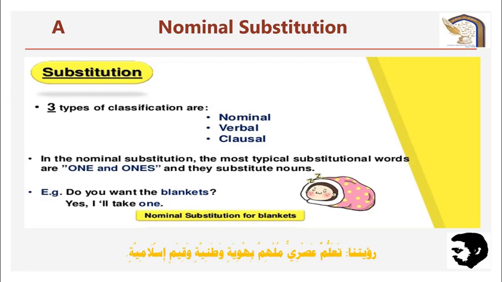For example, do you want the blankets? Yes, I'll take one. So, one here is a nominal substitution for blanket. So instead of saying, I will take a blanket, I said, I'll take one.